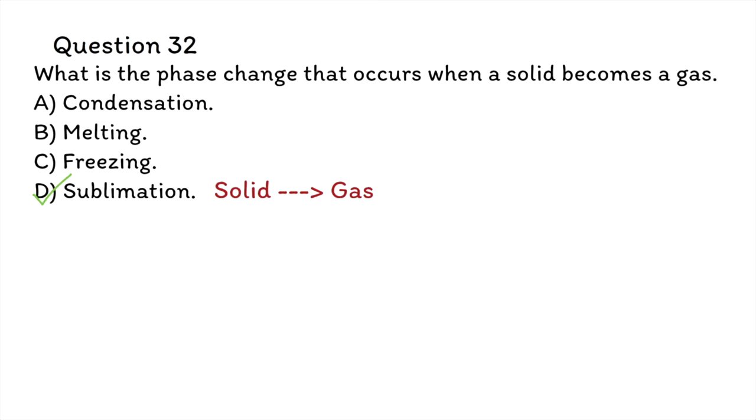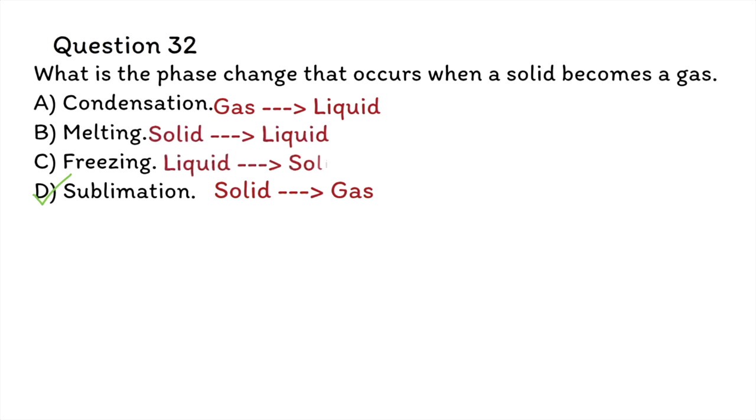Let's look at what the other things mean. It's important to know them. Condensation is the phase change in which a gas turns into a liquid. Melting is the phase change in which a solid turns into a liquid. Freezing is the phase change in which a liquid turns into a solid.